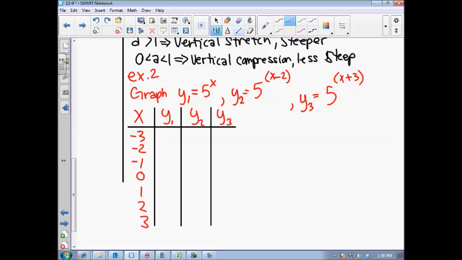And to speed this up, we're going to split it up a little bit. So let's have front row, you guys are in charge of plugging in the values into y1, okay? Second row all the way across, you guys are in charge of y2. Make sure your exponent has parentheses for y2. And the back two rows, you guys are in charge of y3.